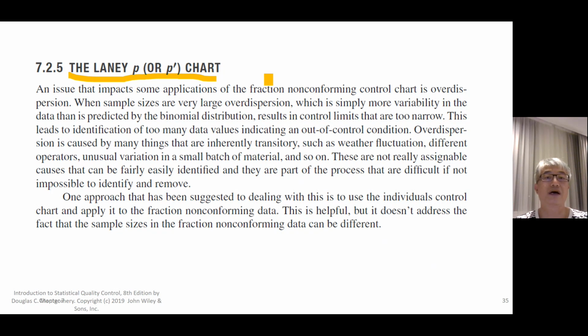many things that are inherently transitory, such as weather fluctuation, different operators, unusual variation in a small batch of material, and so on and so forth. So they are not really assignable causes that can be fairly easily identified, and they are part of the process that are very difficult, if not impossible, to identify as assignable causes and then remove accordingly.